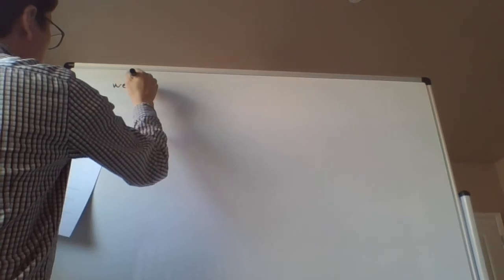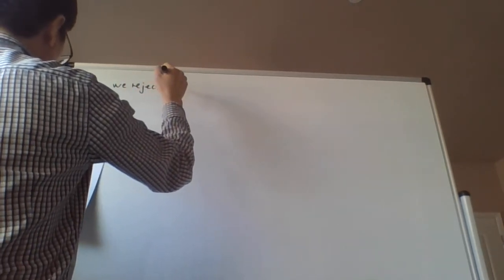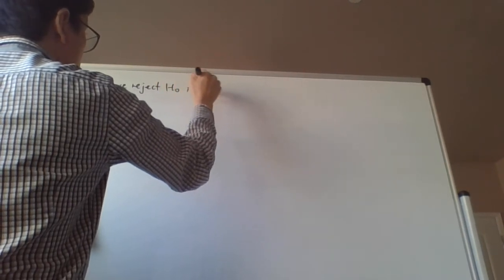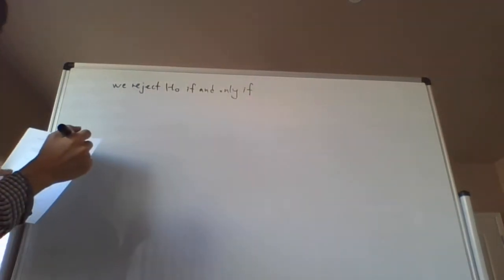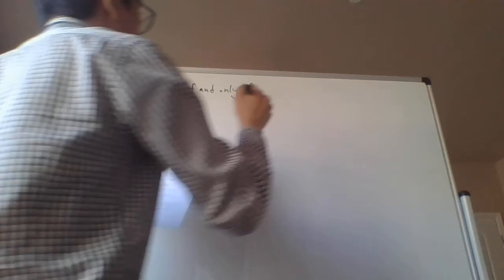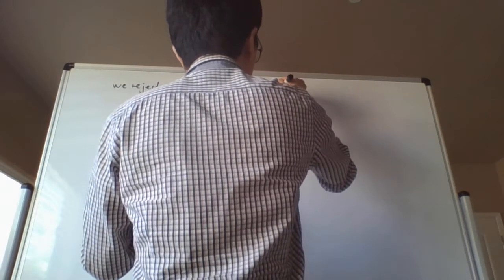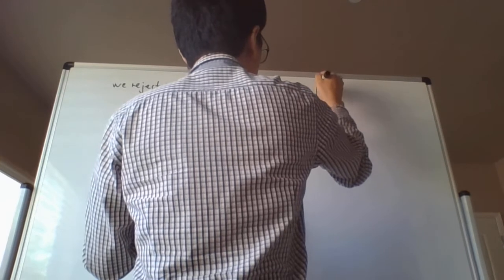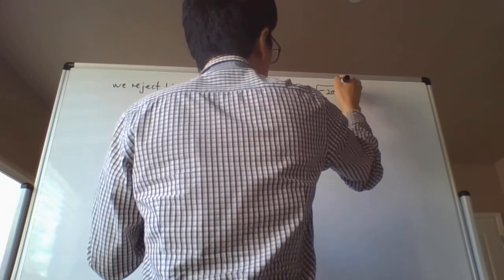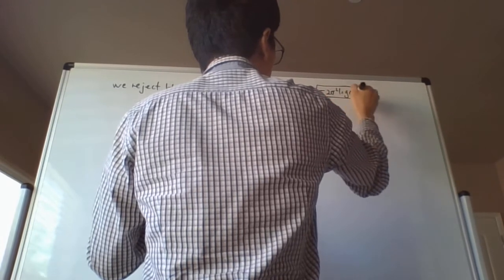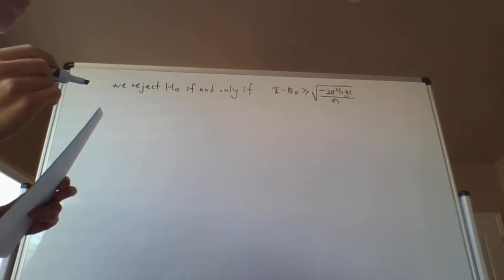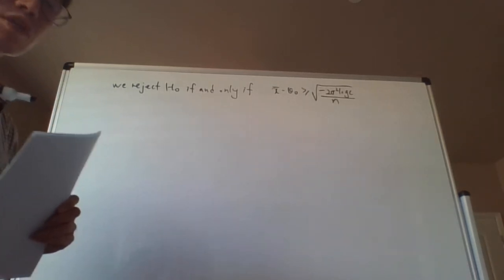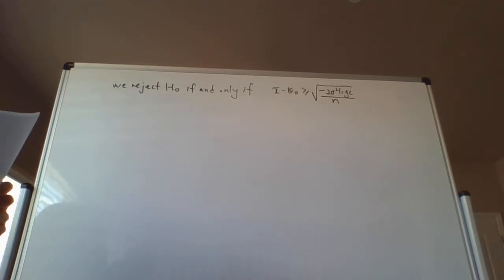And then we reject H0 if and only if x bar minus theta 0 is greater or equal to the square root of 2 sigma squared times log of c divided by n. So we can simply remove the absolute sign because we have the condition that x bar is greater than theta 0.